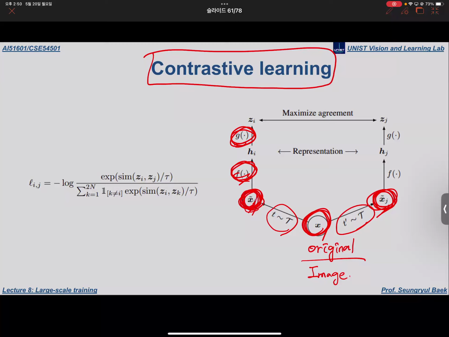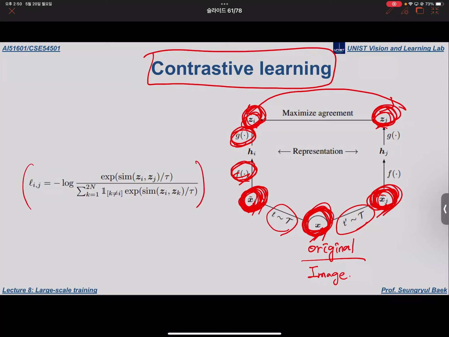Because xi and xj are from the same original image x, they expect that the outputs gi and gj have to be the same. So even though we apply different augmentations on the original image x, they expect that their final outputs have to be the same. So this is a loss function that brings the activations of gi and gj close.